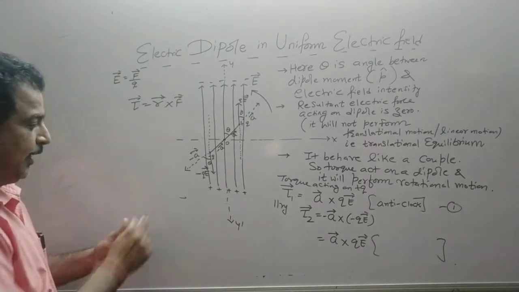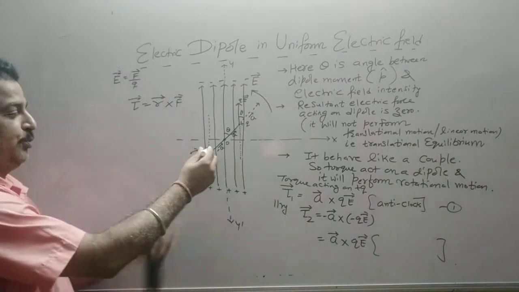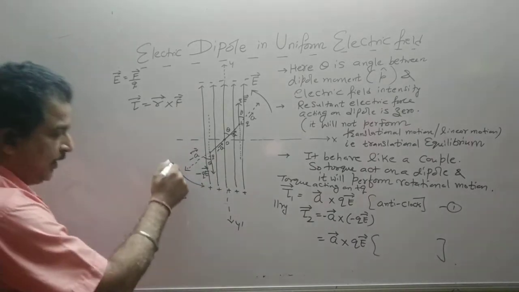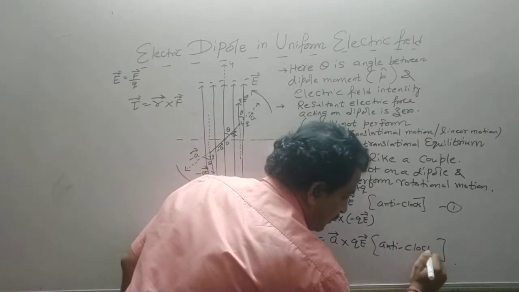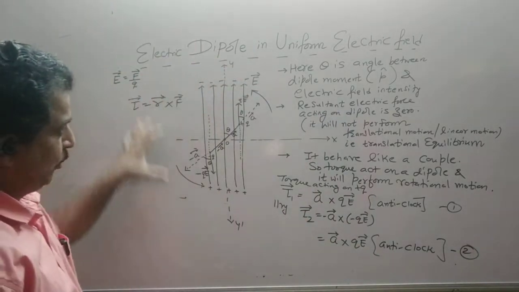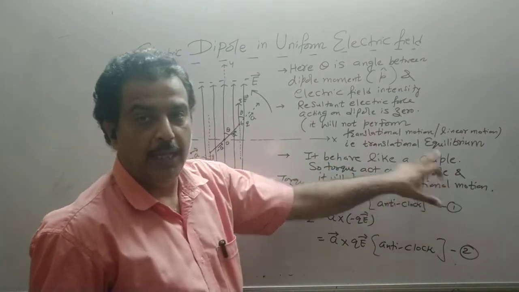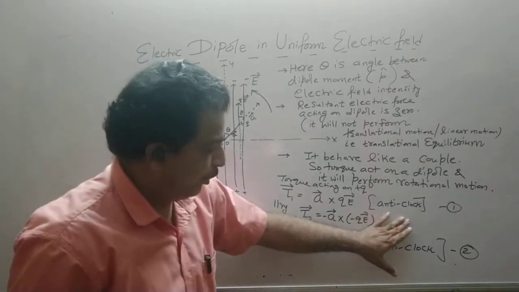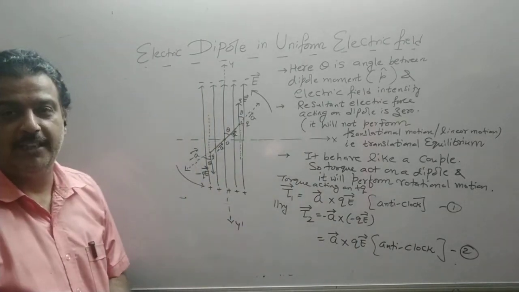Again I keep a screw here, minus A cross minus Q. Keep a screw at this point. Again rotate it from A to QE. So see the direction, again it will rotate in anti-clockwise direction. So this is equation 2. So when a dipole is placed in uniform electric field, it constitutes a couple and torque will act on the charges, and it will perform an anti-clockwise motion. It starts rotating in anti-clockwise direction.